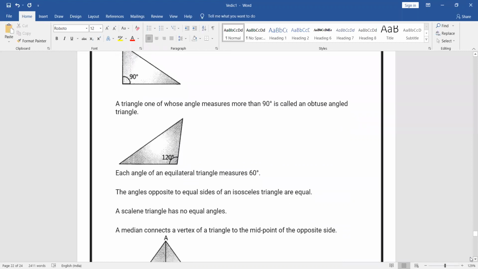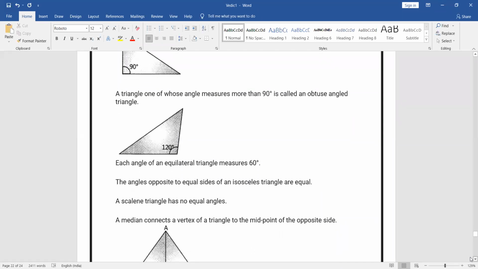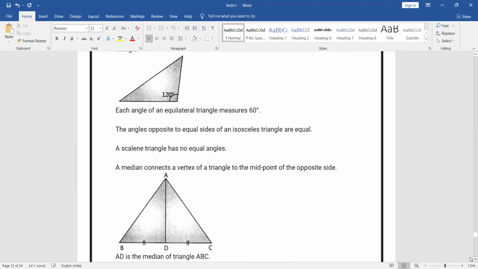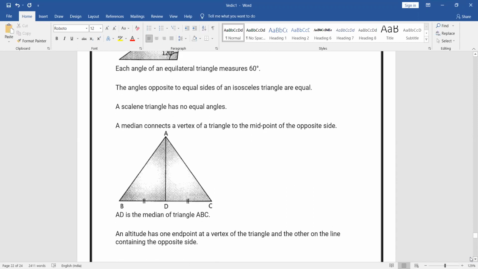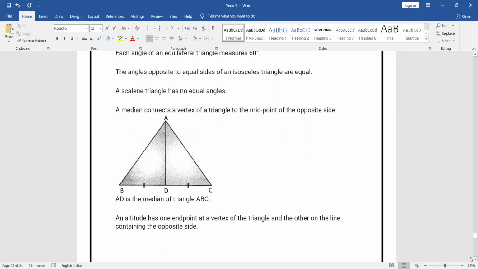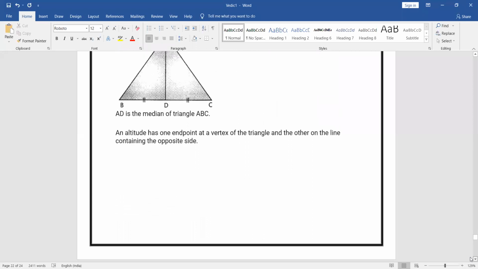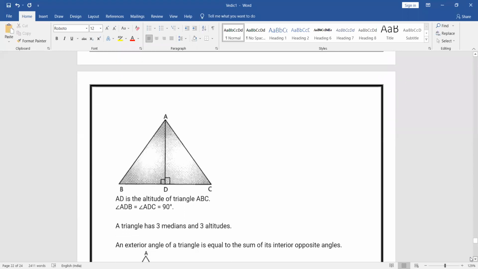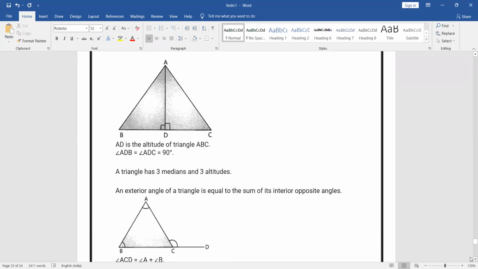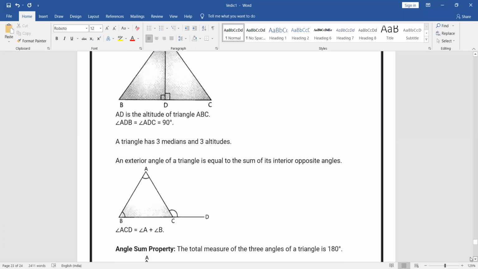After this we discussed that in an equilateral triangle, each angle is of 60 degrees. In an isosceles triangle, the angles opposite to equal sides are equal. In a scalene triangle there are no equal angles, because there are no equal sides. That's why all sides of different measure, all angles are of different measure. Median we discussed: a line from the vertex which divides the opposite side into 2 equal parts. Altitude we discussed: it is perpendicular to the opposite side. In any triangle, we have 3 medians and 3 altitudes.